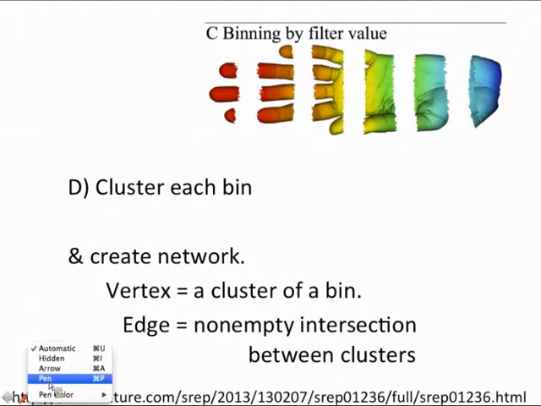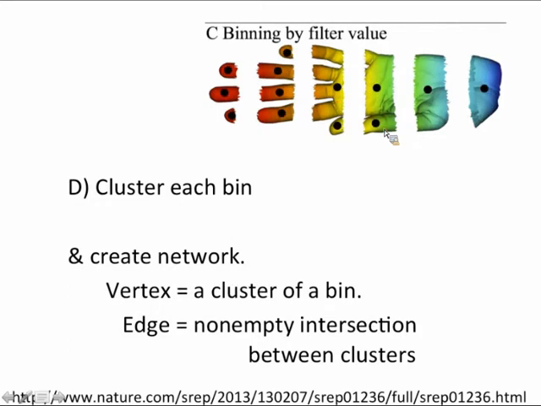So each bin is clustered. For each connected component, we get a vertex. This is a connected component. In 3D, the thumb is separate. And so we get vertices for every single cluster. So we look at the bins separately. The clustering is done separately on each individual bin. So each individual bin is clustered.